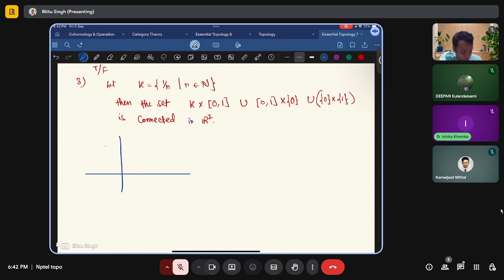So let us draw the picture of R2. So this is R2, right? X-axis and Y-axis. Now K cross 0, 1. K cross 0, 1 means K is 1 by n, n varies over natural numbers. So let us try to draw. So it is 1 half and 1/3, 1/4 like this. Okay, 1/3, 1/4, and it will approach 0, some 1 by n.